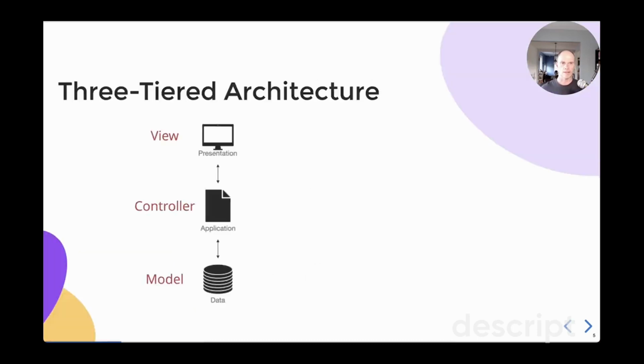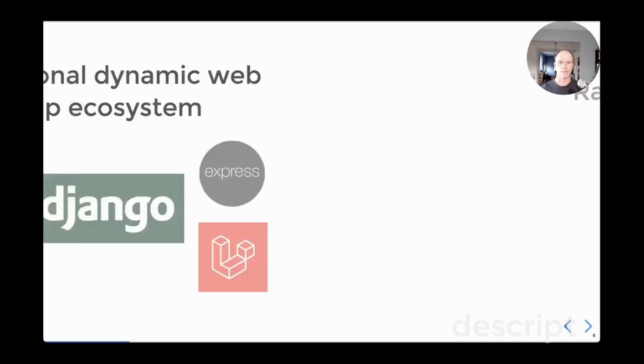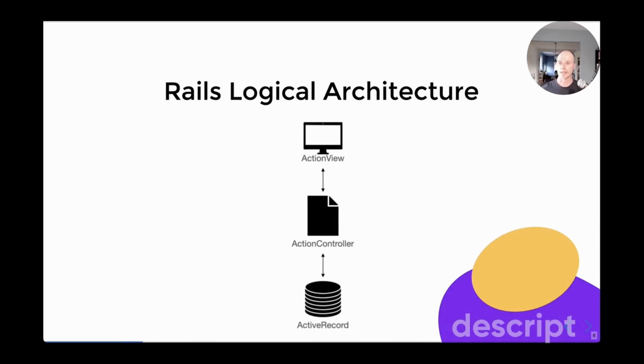Now, in a traditional dynamic web app ecosystem, we have a number of tools. Ruby on Rails was very popular. We also have Django, Express, WordPress, and Laravel. I can never say that right, so we're just going to move on. I don't want to pick on any one particular architecture, but let's use Rails as an example. It's very much MVC as well. It's literally MVC, with Active Record as the data layer, Action View as the presentation layer, and Action Controller as the business layer. So this is what the logical application of a Rails app looks like, and that's how we would typically split up the code in one of our projects.